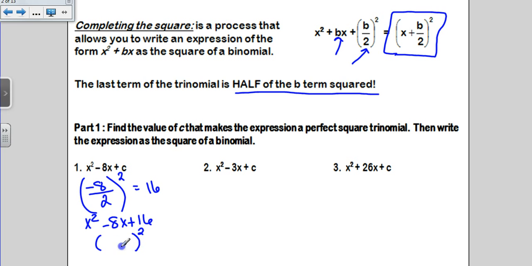Now the way the pattern works is this: you just write down x first, and then the next number in this binomial is half of your b term. So half of -8 was -4. In other words, we're taking this perfect trinomial and factoring it. And the reason it factors so prettily is because of all the work we did to find the c value.